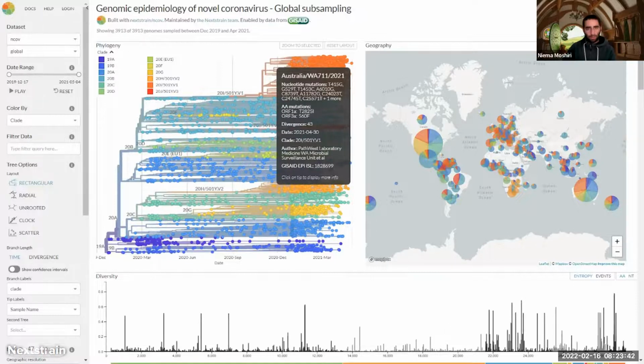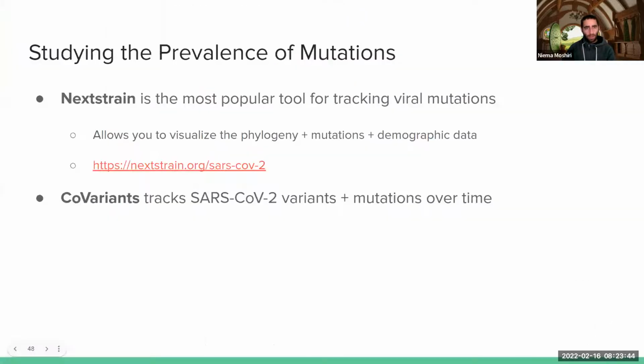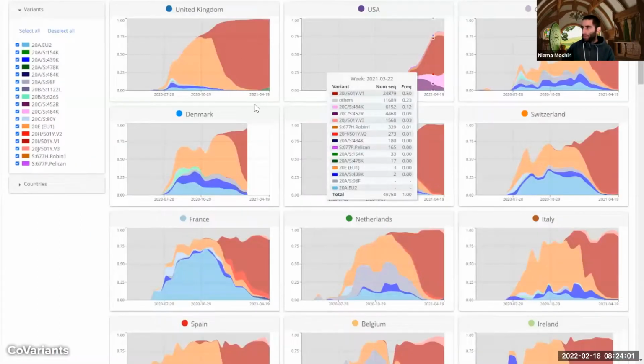So yeah, we can play around with NextStrain a little bit later. There's another tool called covariance that tracks SARS-CoV-2 variants and mutations over time. And you can find it at covariance.org. This is actually run by a research lab over at Scripps Research Institute, which is really local. And what's really cool is that you can see these plots for a bunch of different countries around the world.